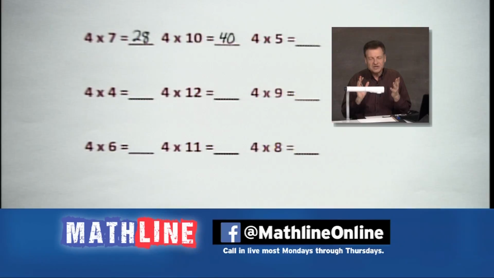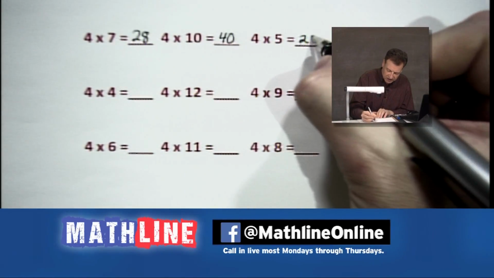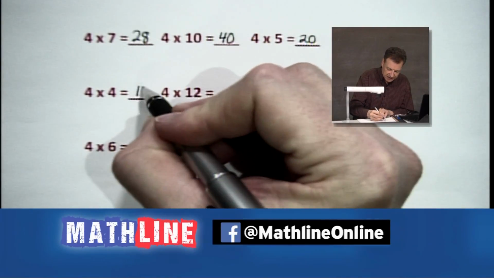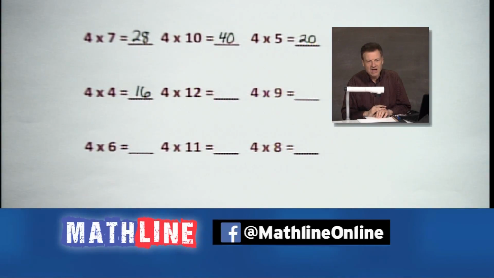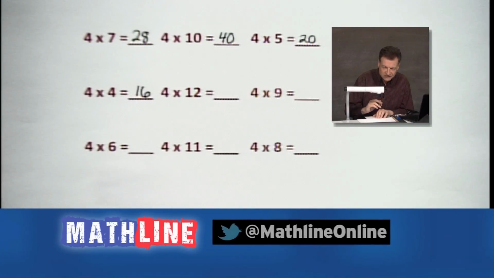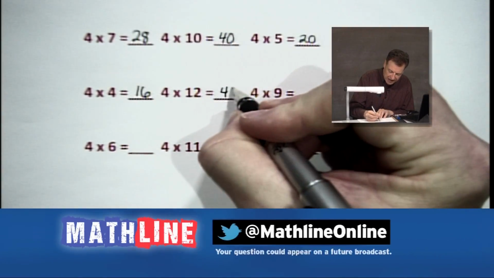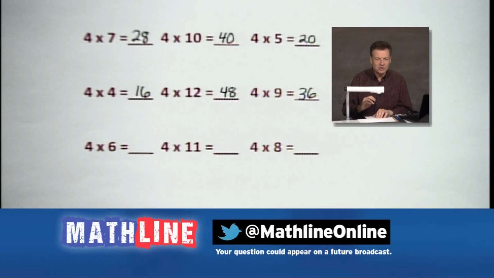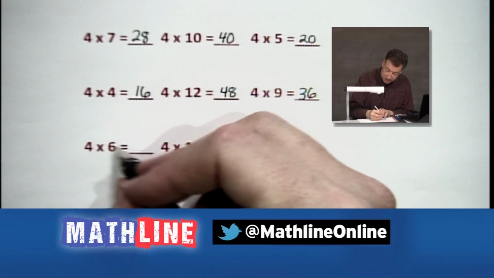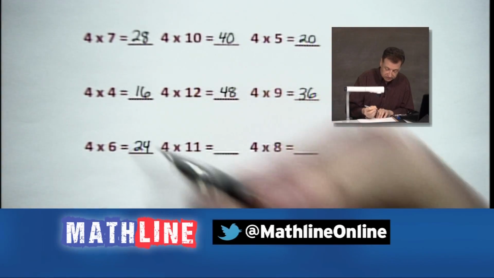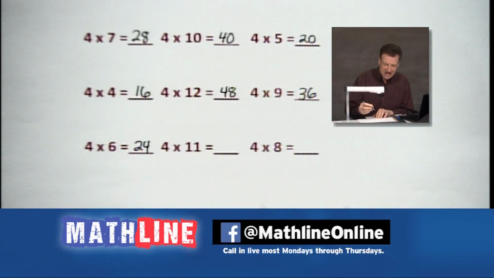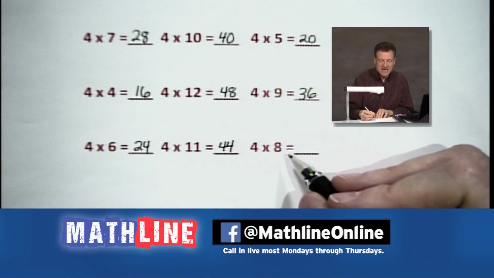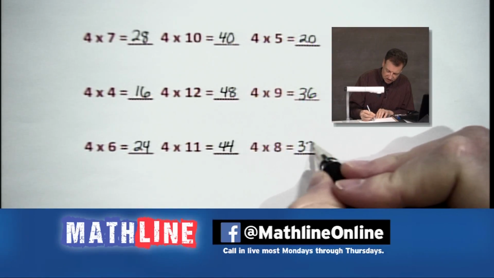4 times 5, we all seem to know our 5s pretty well, but just in case, we got a 20 going there, all right? 4 times 4, let's go to 16. 4 times 12, getting up there now, aren't we? Close to 50, but not quite there. How about it? 48. 4 times 9, 36 again. 36 is a popular number when you multiply. Have you noticed that? As is 4 times 6, which is 24. 4 times 11, how about it, 44. And then 4 times 8, last but not least, 32.